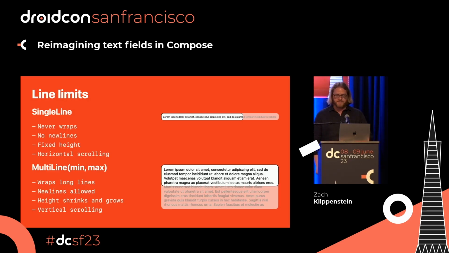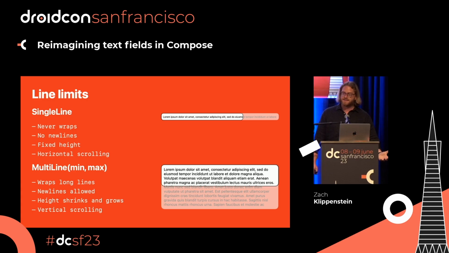Some of the implications of these, again, there's a few dimensions here. A single line field will never wrap the line to the next line. It just joins lines and shows everything on the same line. If there are new lines in the text, it'll just join the lines. It also doesn't let you enter new lines into the text. It's always a fixed height of 1 line tall. And if the text overflows, it'll scroll horizontally.